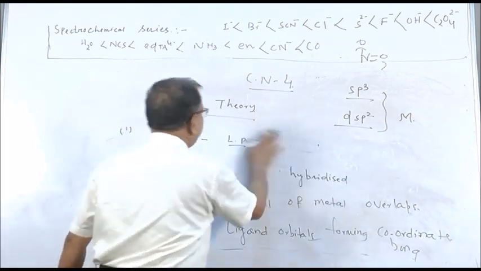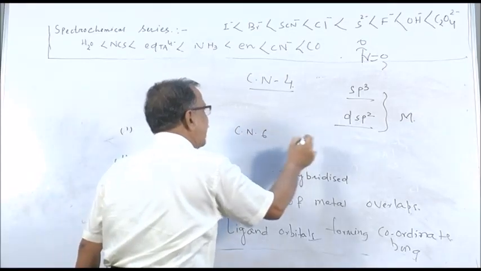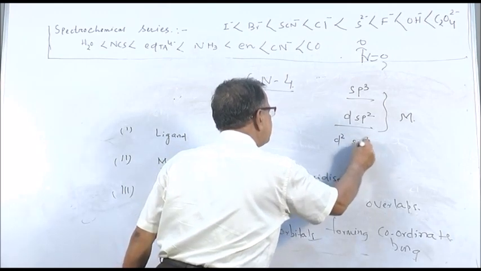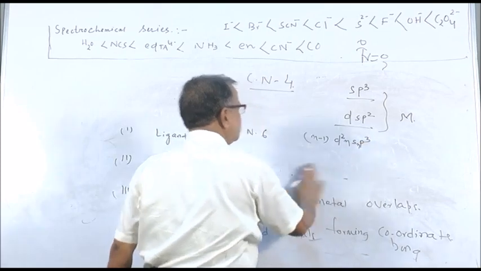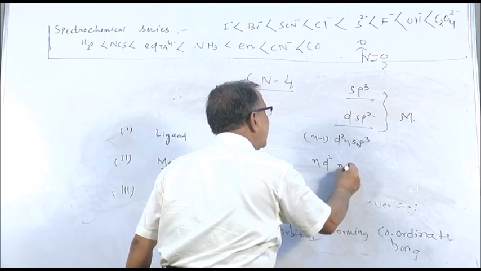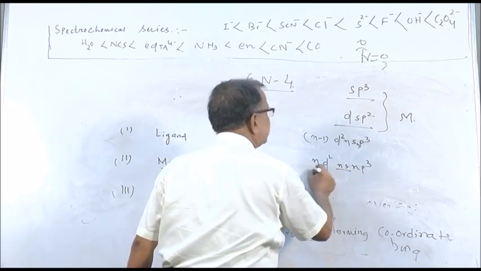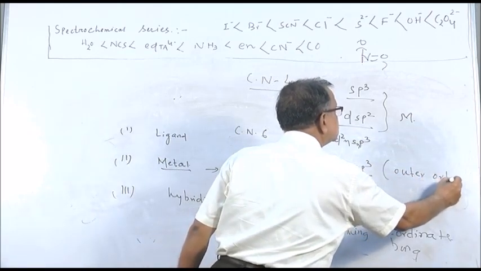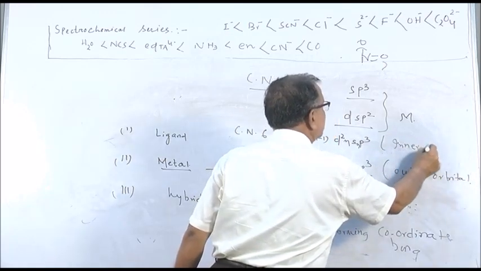If the coordination number is 6, we get either d2sp3, that is (n-1)d2 ns np3, or we get nsp3d2, that is ns np3 nd2. This one is called an outer orbital complex, and the other is called an inner orbital complex.